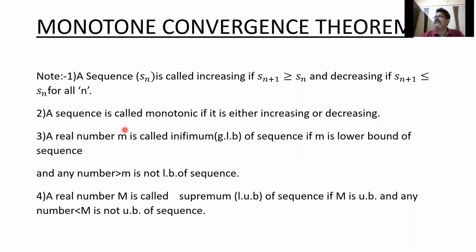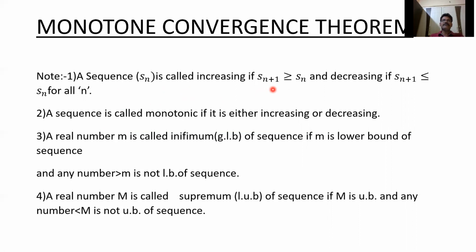Before going to prove the monotone convergence theorem, once again I will define when a sequence is called increasing, decreasing, and monotonic. First, a sequence Sn is called increasing if Sn+1 is greater than or equal to Sn for all n. That means Sn+1 minus Sn is greater than or equal to 0. Whenever it is increasing, it is bounded below automatically.